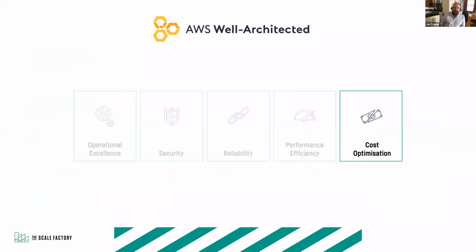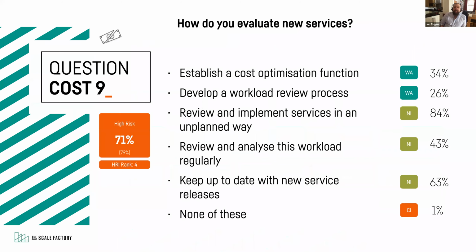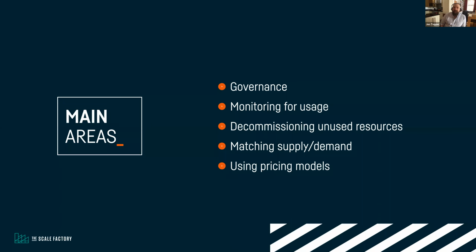Cost optimization is the last pillar. Yes, I've spelt it with an S in this slide. That's not how it's put in the Well-Architected docs, because they're from over the pond. I insist. Teams are mostly not evaluating new services in a planned way, and that has cost implications. So keeping on top of the things that AWS are releasing as far as services are concerned can have cost implications. The main areas in the cost pillar are governance.